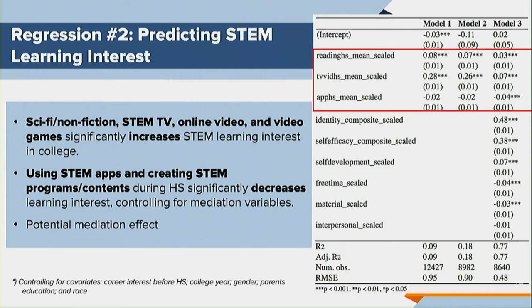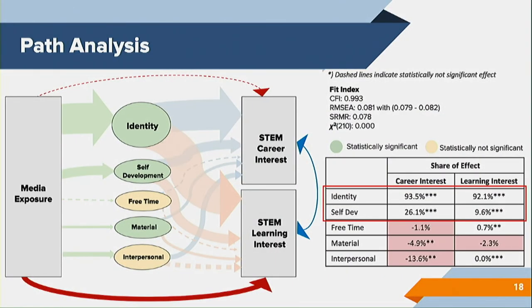And in our second regression, we predict the learning interest, and we found both positive and negative factors. Positive factors include science fiction, STEM TV, online video, and video game experiences or exposures, and the negative factors include STEM app playing and creating STEM programs and content. That's kind of counterintuitive, as we wouldn't think these to be negative predictors, but we can discuss that later on.